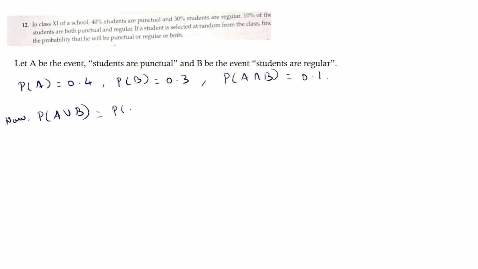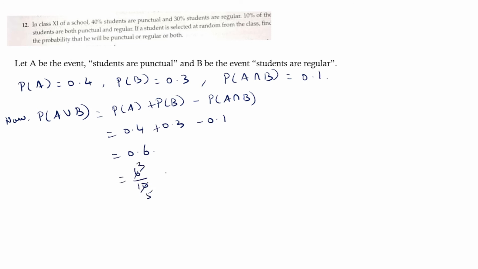P of A union B equal to P of A plus P of B minus P of A intersection B. So it is 0.4 plus 0.3 minus 0.1. This is equal to 0.6. Or this we can write it as 6 by 10. This is 3 by 5.